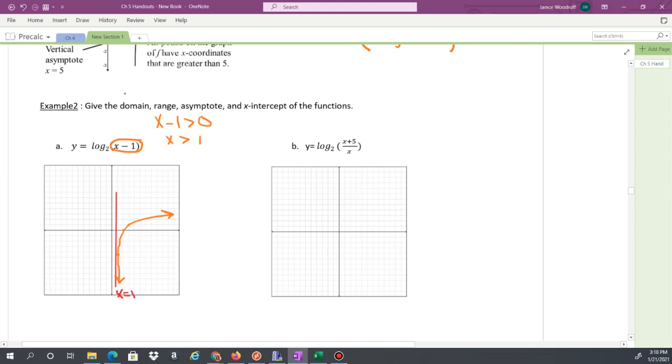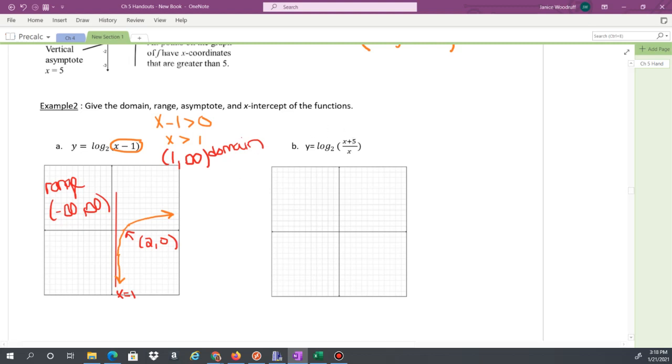Okay, so we have our domain, and we write that in interval notation. That's going to be 1 to infinity. Our range is going to be all real numbers, so the range is going to be negative infinity to infinity. Okay, we have our asymptote of x equals 1, and we did have that x-intercept, remember, right here of (2, 0).